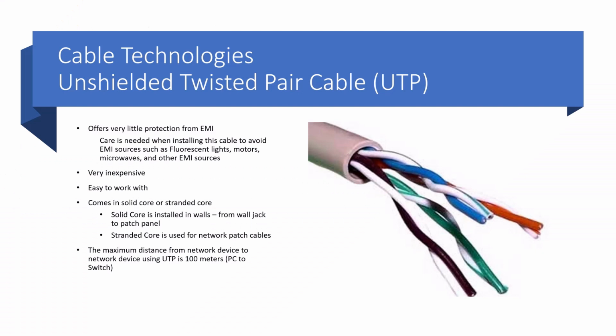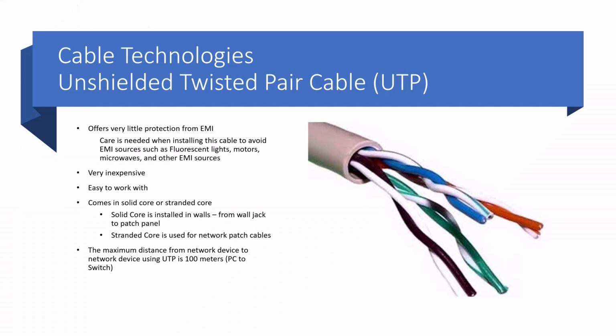You can get 1,000 feet of this cable for under $100 at most cabling contractors. It's very easy to work with. It comes in two types, a solid core and a stranded. The solid core is run in our walls. That means it's run between the patch panel and the wall jack. The stranded core is used for our patch cables.